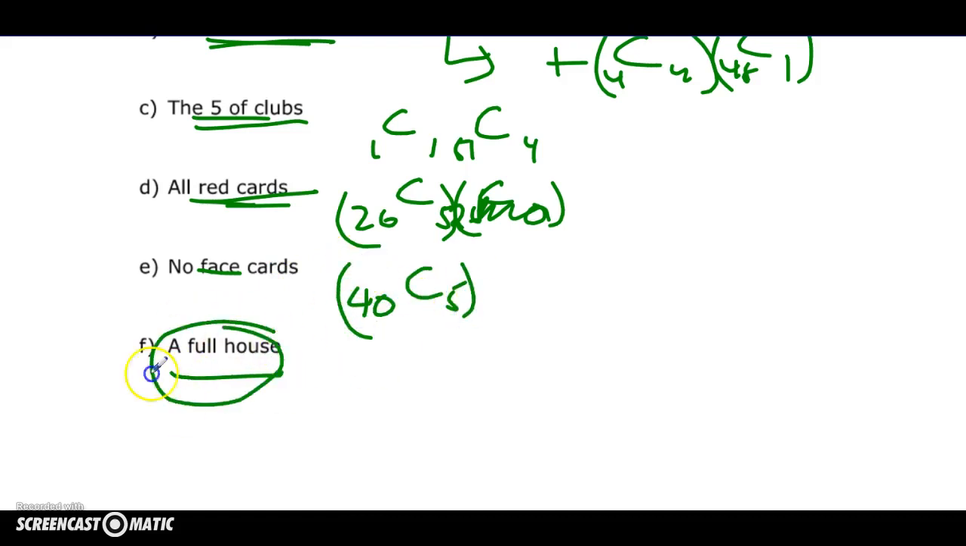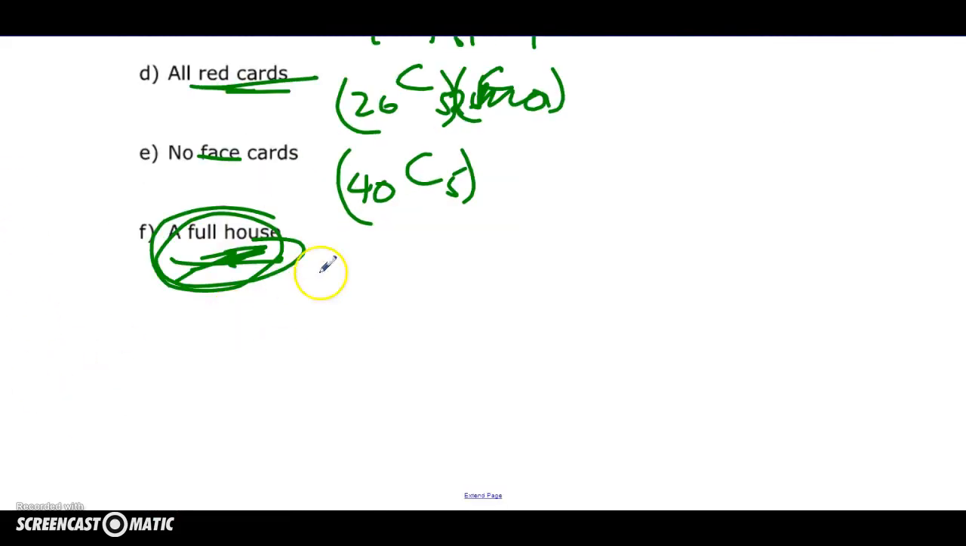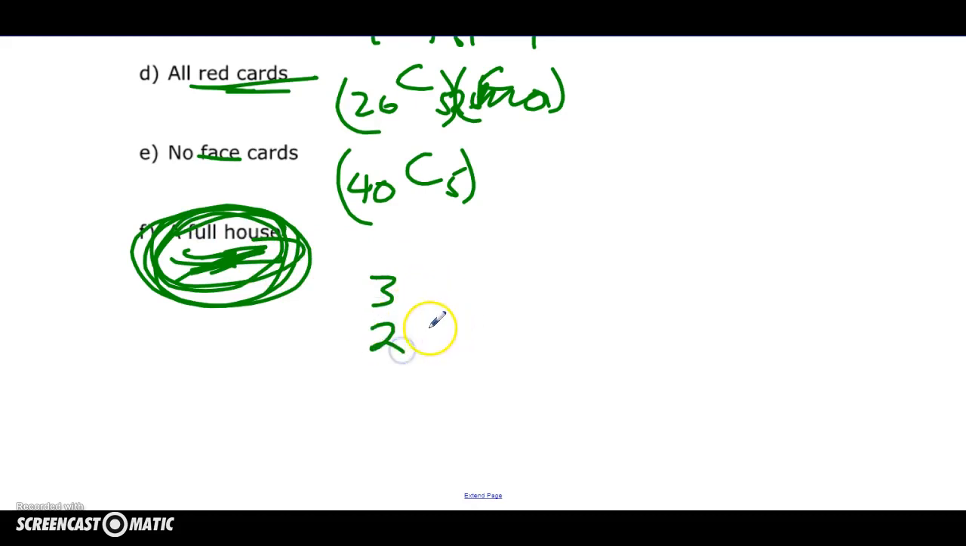A full house, a little time to think about this. A full house is going to be a pair and 3 of a kind. We'll do this in class. This will take a while. If you're doing this, the first thing you have to do is figure out what's going to be your 3 of a kind and what's going to be your pair, and after that you choose from your cards. Okay, so full house is 3 of something and 2 of something else. It's like 3 kings.